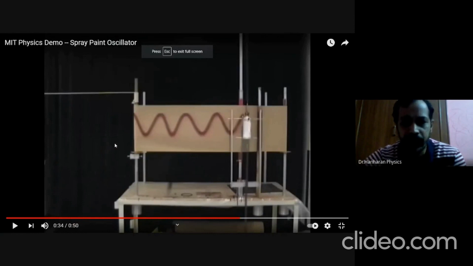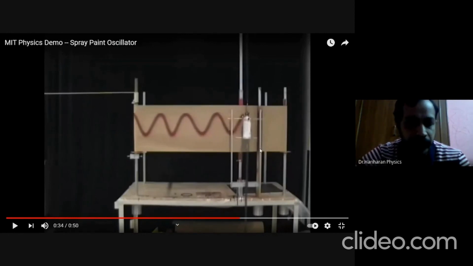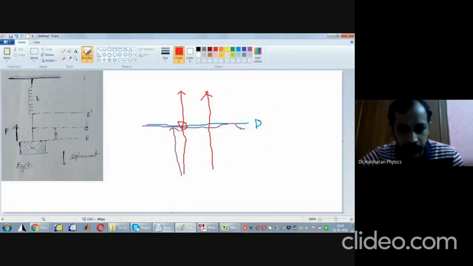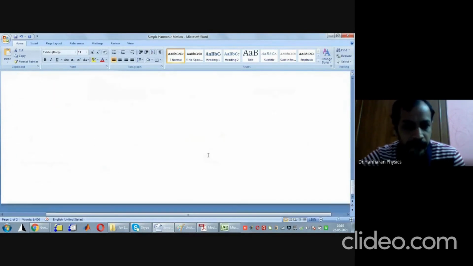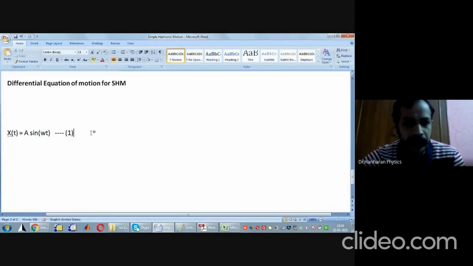Can you see here? If an object performs to and fro motion, that can be completely described by a sine wave. That is what I have written: x of t is equal to A into sine of omega t, here in my doc file. Below, this is what I have written: x of t is equal to A into sine of omega t.